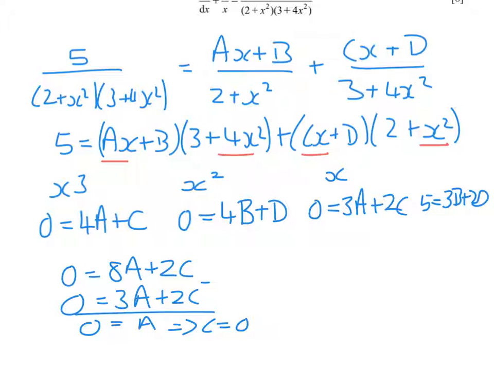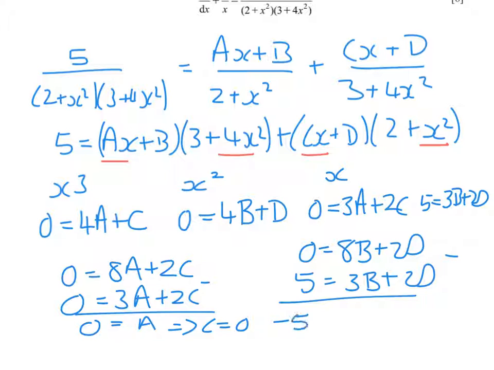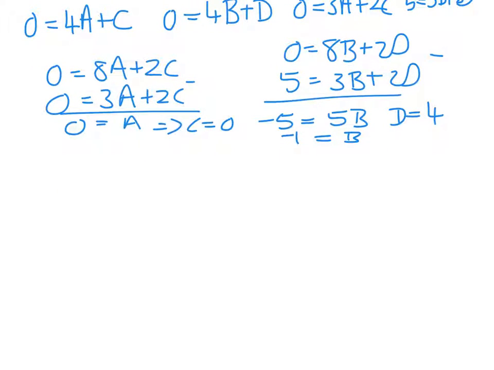And that leaves us solving 4b plus d, which I'm going to multiply by 2. So that's 0 equals 8b plus 2d. And 5 equals 3b plus 2d. Subtracting those, minus 5 equals 5b. So b must be minus 1, and if b is minus 1, then d is 4. So bringing all that together, our equation is minus 1 over 2 plus x squared plus 4 over 3 plus 4x squared.